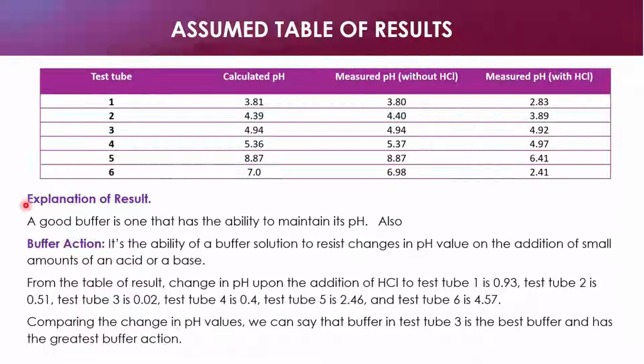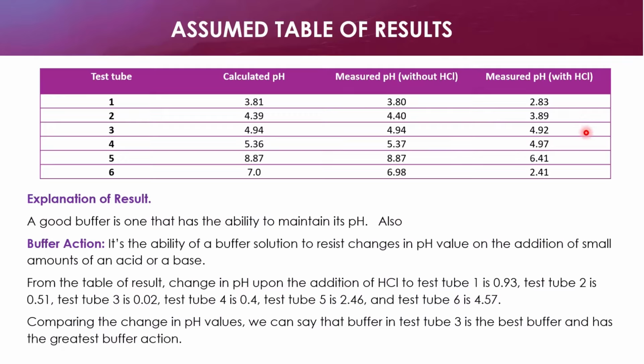So, explanation of the results in the table above. First of all, what you have to note is that a good buffer is one that has the ability to maintain its pH. Buffer action is the ability of a buffer solution to resist changes in pH values on the addition of a small amount of an acid or a base. From the table of results, the change in pH upon the addition of HCl to test tube 1 is 0.93, test tube 2 is 0.51, test tube 3 is 0.02.